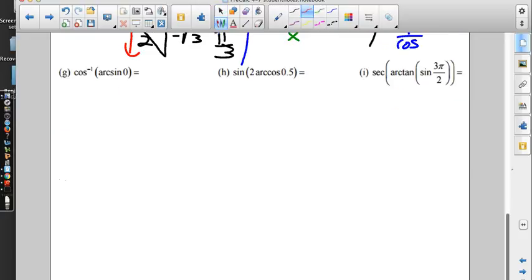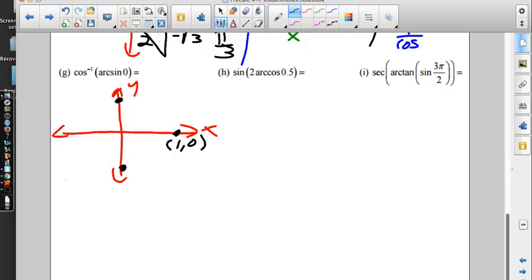Inverse sine has to be 0. Now this is PBR stuff here. We have inverse sine. So for sine, think about these 3. It's got to be special. It has to be one of the quadrantals. Where are we going to have sine be 0? At 0. Right here. So that's at 0 degrees.